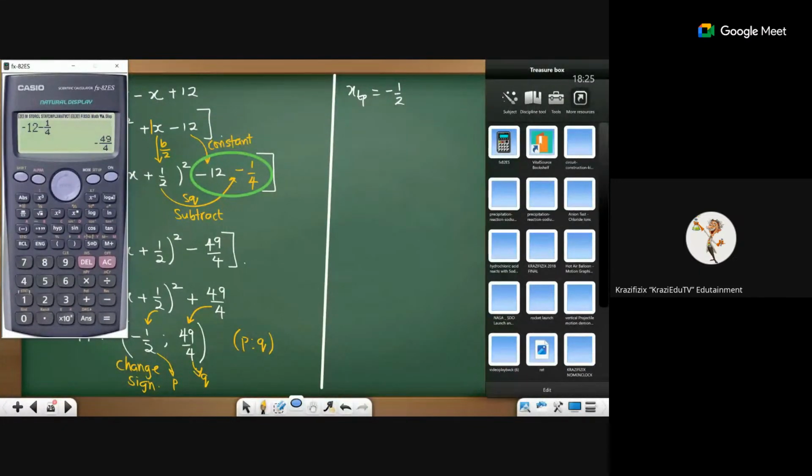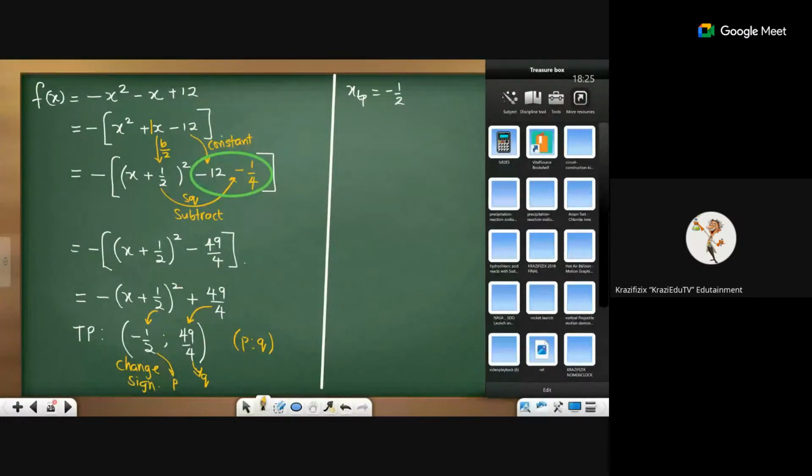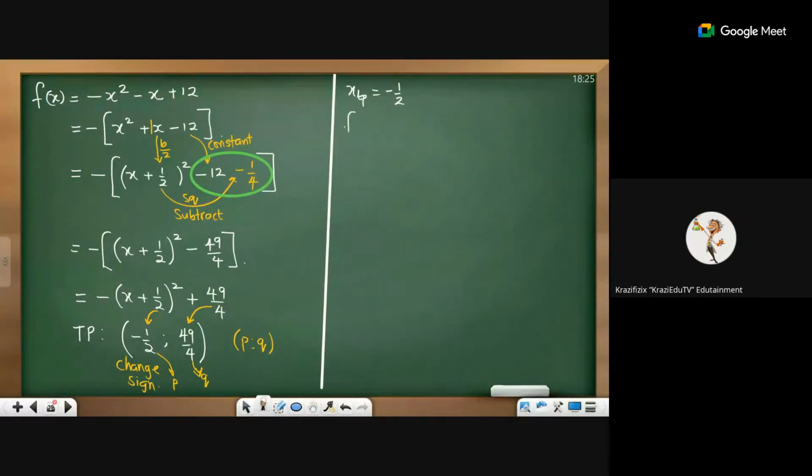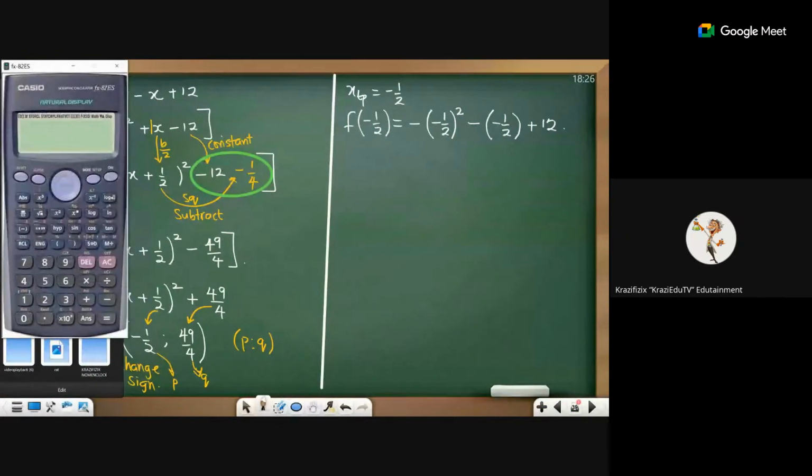All right. Now, the question is, I have my X turning point. What is the Y value? I will always substitute that in. Please, another important thing here. This is where learners get it wrong again. Let's substitute. There's a negative outside. What is your X? Negative half. It is the X that is squared. Minus, what is my X? Negative half. Plus what? 12.